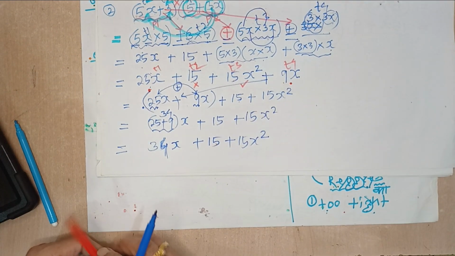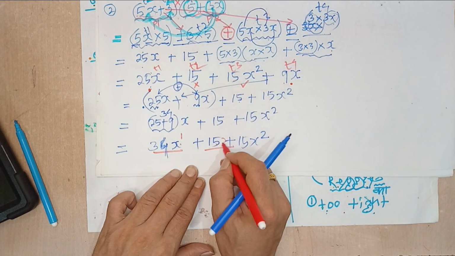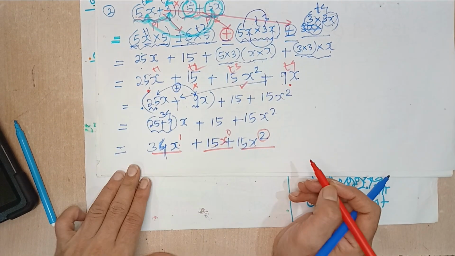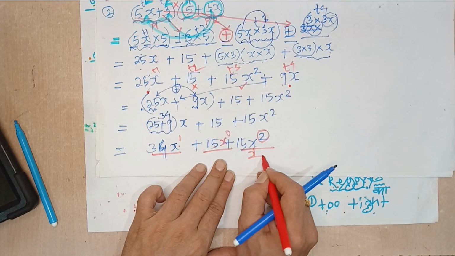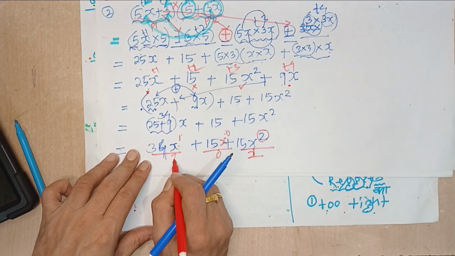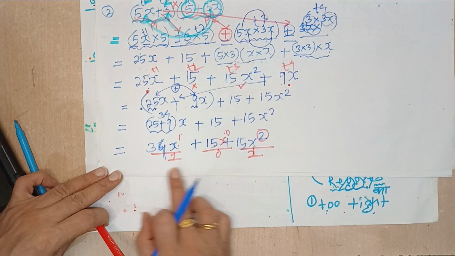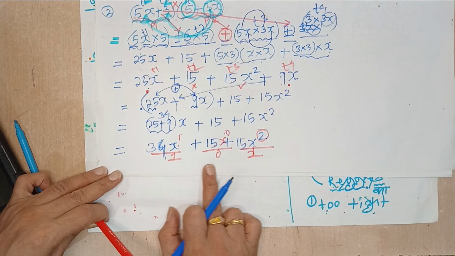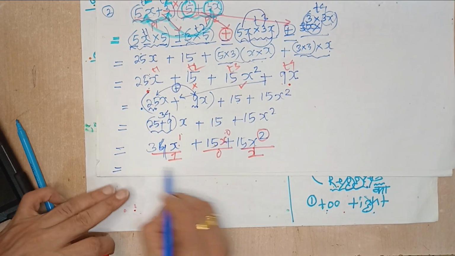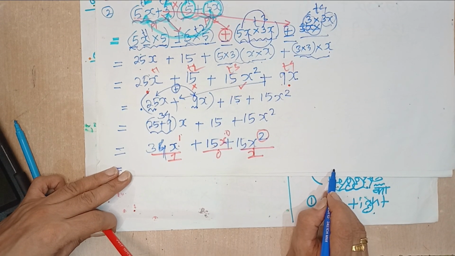Now the variable over here, x, has got a power 1. Here there is no variable, meaning x to the power 0. Here the variable has got a power 2. So the degree of this term is 2. The degree of this second term is 0. The degree of the first term is 1. In algebra, the terms are arranged in ascending degree. Sorry, descending degree. Descending means the highest first, then the smaller to the right.